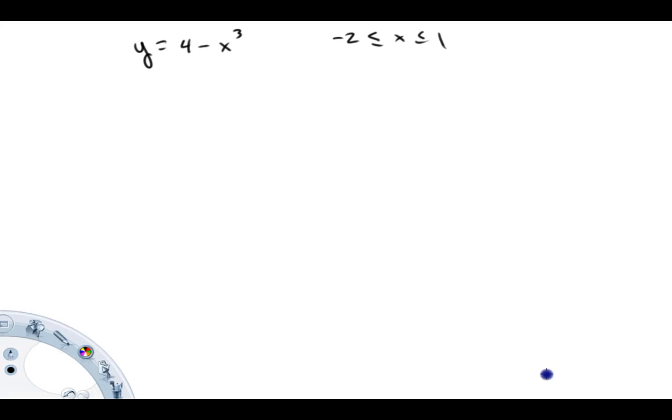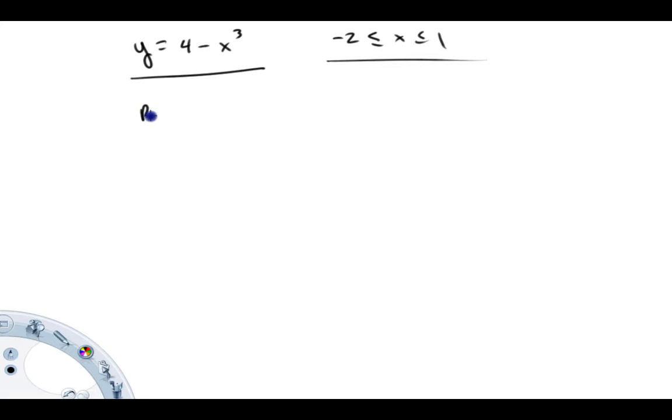The purpose of this video is to demonstrate how to find all extrema, relative and absolute, for a function. In this example, we're going to try to find all the relative and absolute extrema of the function y equals 4 minus x cubed over the interval -2 to 1.